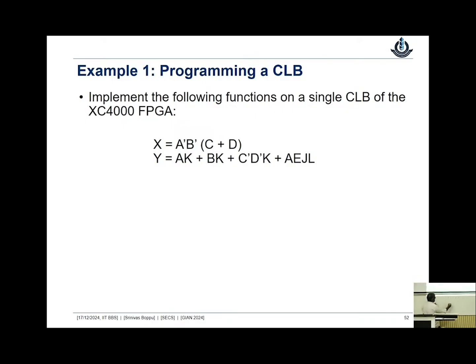Now if you look at this, I will take this k common, a plus b, c bar d bar, into k plus aejl. Again, if you look at this aejl, it is a function of 4 variables, right. So again I need one LUT to implement it. But now if you look at this one, what is x? A bar, b bar, c plus d, right.